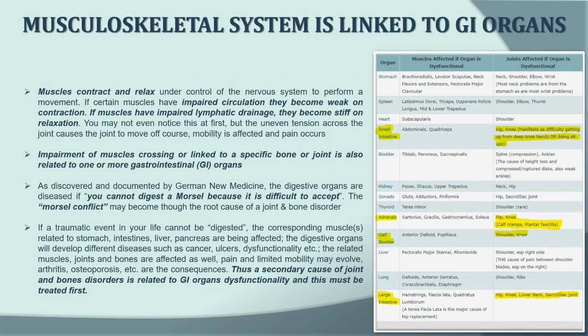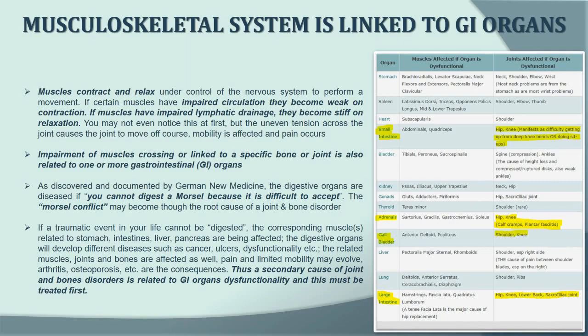It is also very important to understand that your musculoskeletal system is linked to your gastrointestinal organs. So the muscles contract or relax under control of the nervous system to perform a movement. If certain muscles have impaired circulation, they become weak on contraction, and if muscles have impaired lymphatic drainage, they become stiff on relaxation. You may not even notice this at first, but the uneven tension across the joint causes the joint to move off course, and your mobility will be affected and you will feel pain because of that.